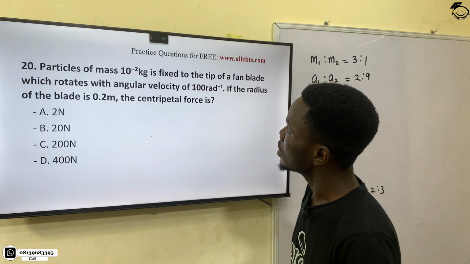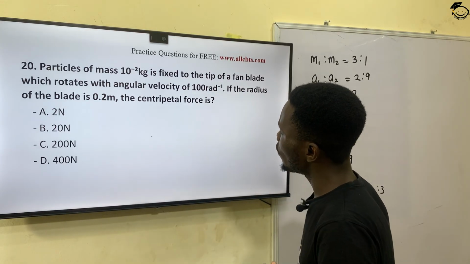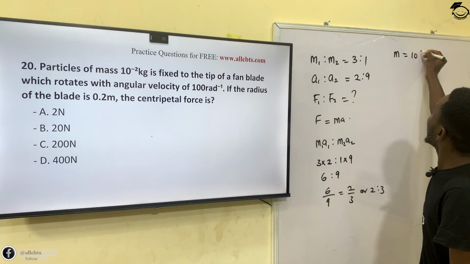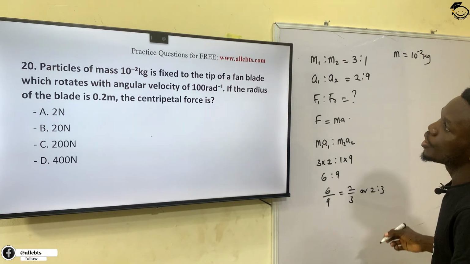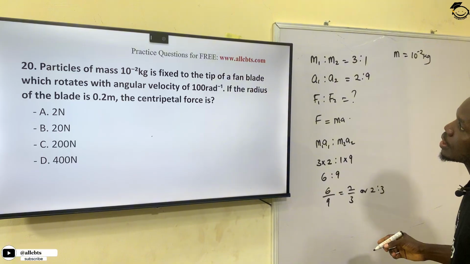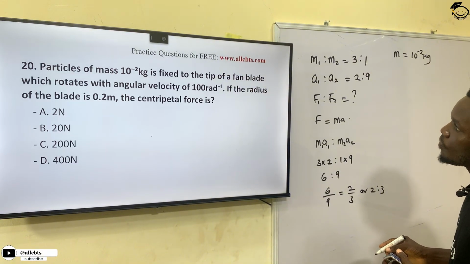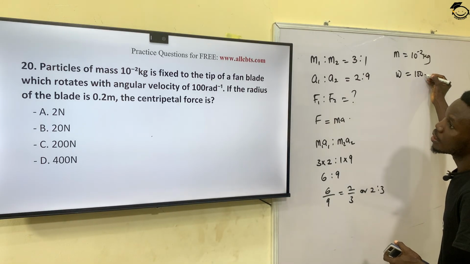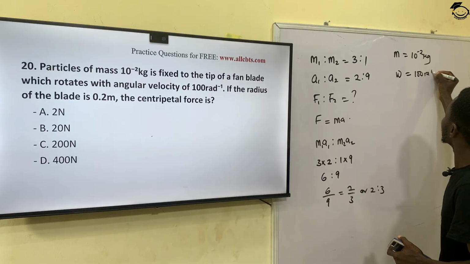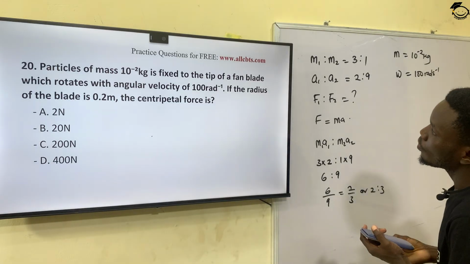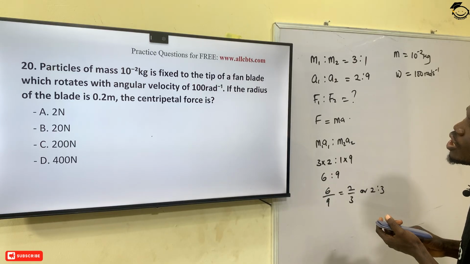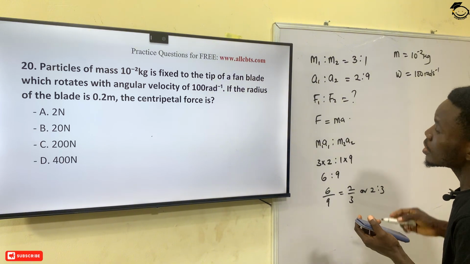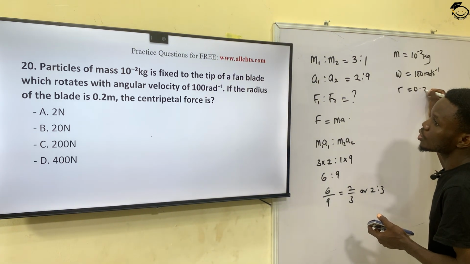Moving on to question number 20, it says a particle of mass, so we're given the mass as 10 raised to power minus 2 kilogram, is fixed to the tip of a fan blade which rotates with angular velocity. So we're given our omega as 100 rad per second. If the radius of the blade is, so we have the radius of the blade to be 0.2 meters.